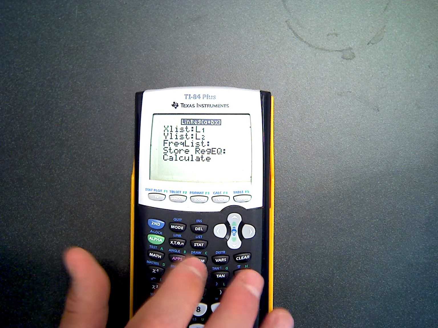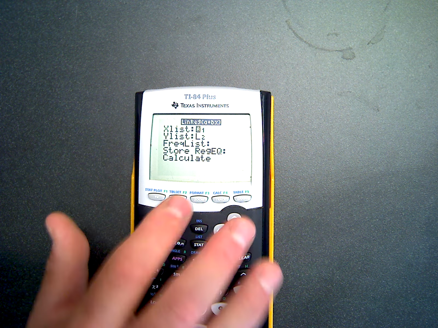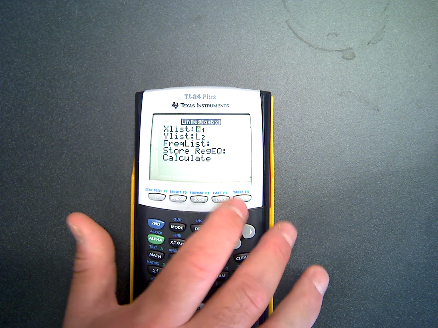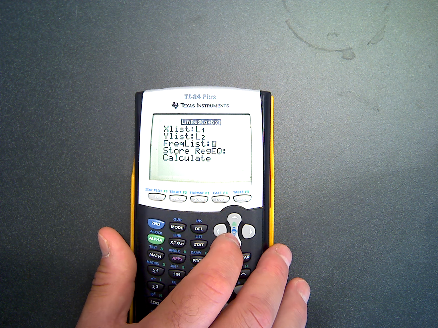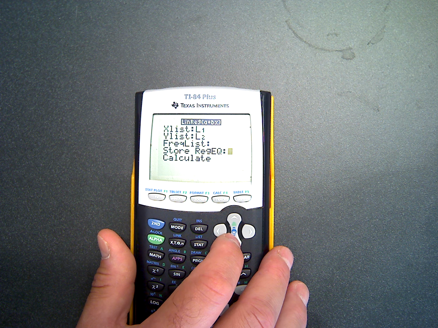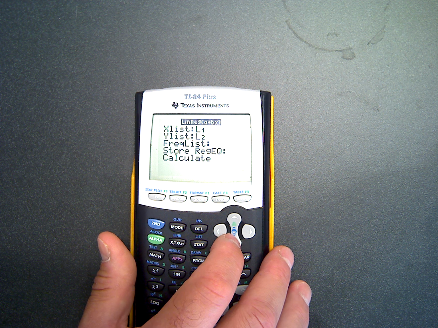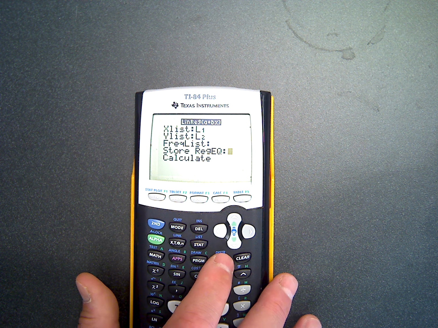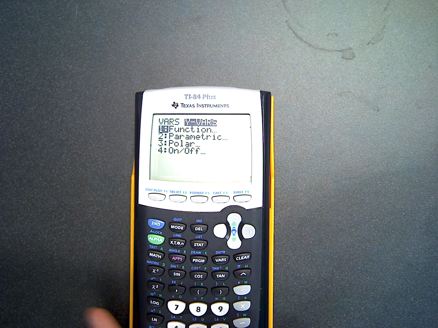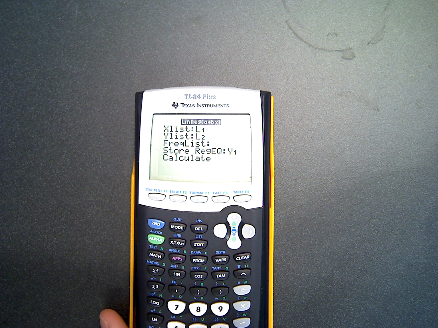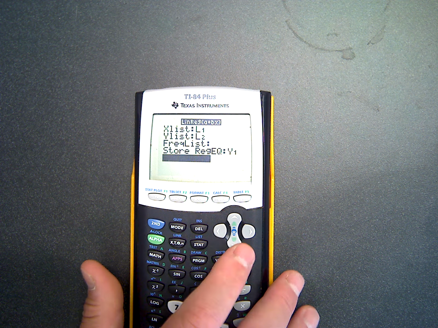Remember the X variable on this picture is the explanatory variable. The Y is the response. Frequency list, you don't need to worry about that. But now here's how to get that equation to show up. Watch this. Go down to there, press VARS, go over to Y-VARS, hit enter, and that's how you get Y1 to show up there. And now it's going to store the equation in Y1, which will allow you to draw the line.